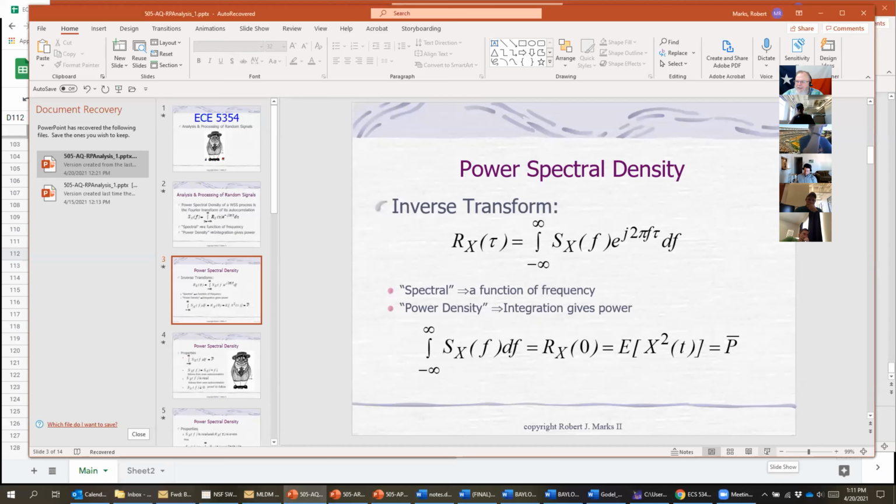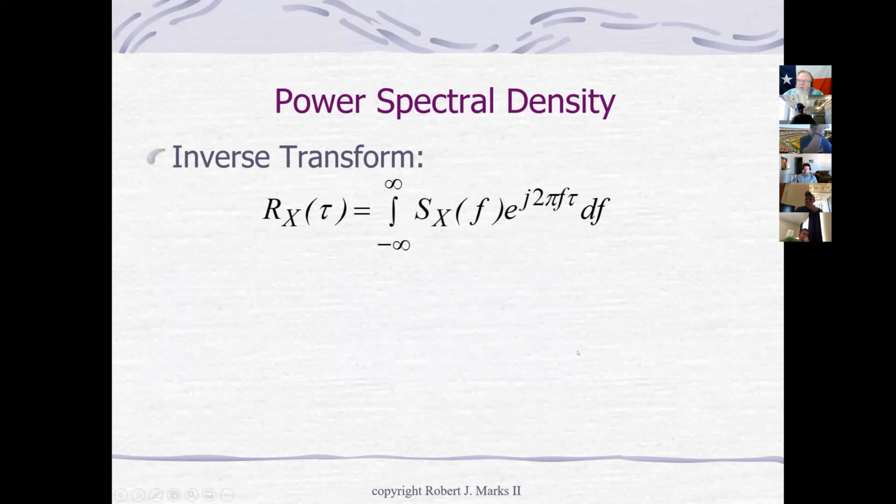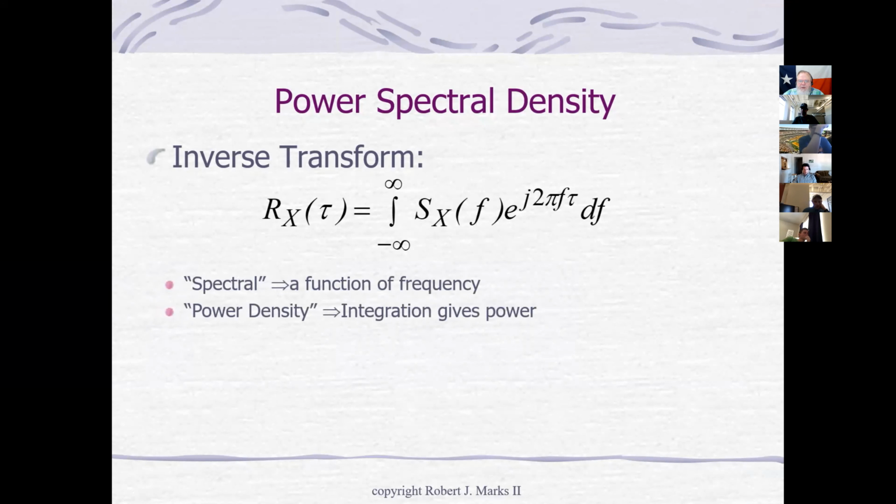So let's review what we talked about last time and hopefully go on a little bit. This is what we did last time. We said that if we perform a Fourier transform on the autocorrelation, we get the power spectral density. And the inverse transform of the power spectral density is the autocorrelation. And the reason we use this is spectral is a function of frequency and power density is integration gives you power. So that's the idea of power spectral density.